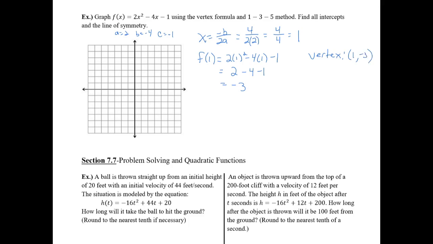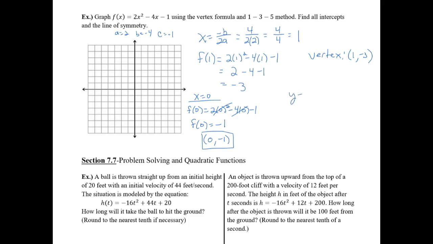And then we can identify our intercepts. We're going to let x equal 0 to find the y-intercept. So f of 0 is 2 times 0 squared minus 4 times 0 minus 1. So notice here, every time the a term and b term get multiplied by 0, because we're plugging in 0 for x, and the y-intercept is always c, and that's always going to be true. So f of 0 equals -1, and we get the y-intercept of 0, -1. So that will always be the c, the constant.